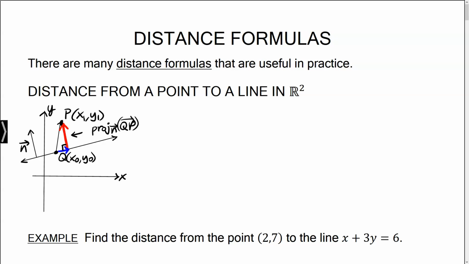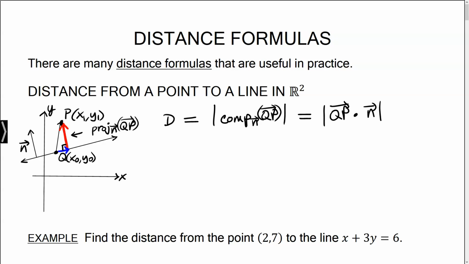Now, the signed length of that is the component, but we don't care about the sign. We don't care whether it's positive or negative. So that means the distance between the line and the point is going to be given by the absolute value of the component of QP along n. And if we remember the formula for the component, this is just going to be the absolute value of QP dotted with the normal, divided by the length of this normal.